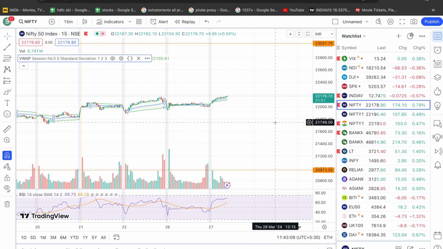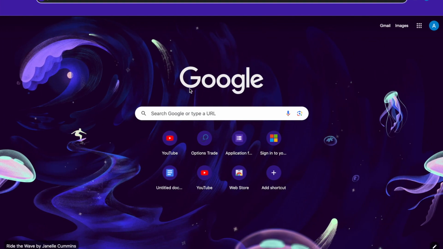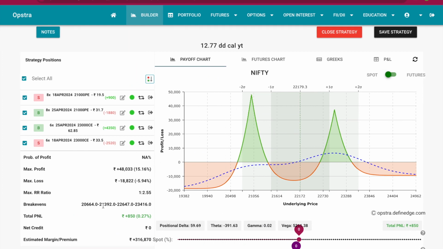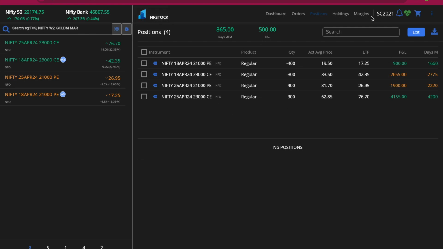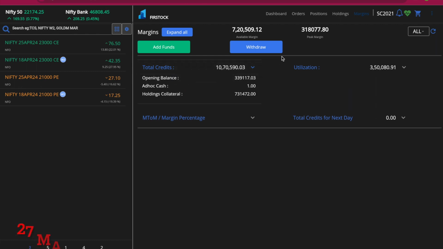So here we will not book any profits, although our market has moved forward. Okay, and our range is quite strong. What we'll do, we'll increase some risk at the lower end. Here let's check out the strategy and check out the margins. So margin consumption is quite less, so we had around 10 lakh of margin. We have only consumed 3 lakhs.